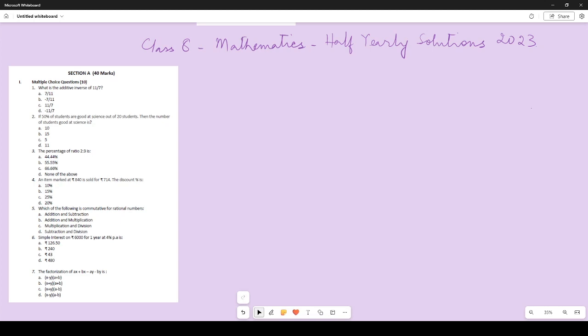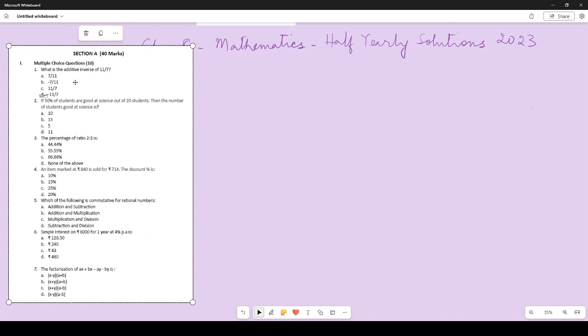Hello everyone, so let us check out the class 8 mathematics half yearly solutions. So first question that we take up is, what is the additive inverse of 11 by 7? So the additive inverse of 11 by 7 is minus 11 by 7, because when we add both of them together, we get the answer as 0.